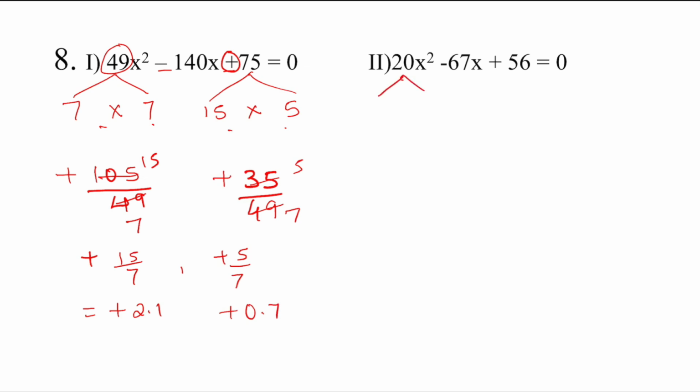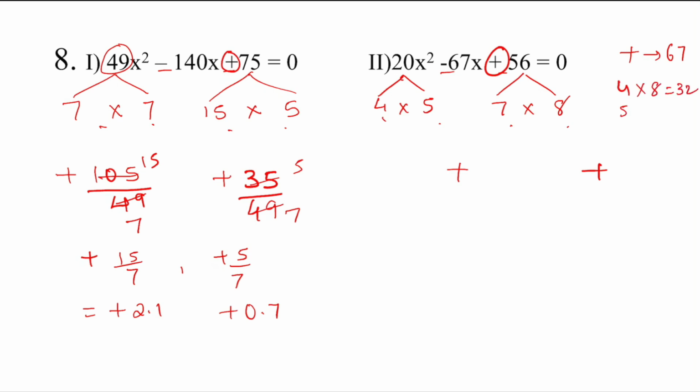Next, the roots of this are 4 into 5 and 7 into 8. It is minus plus, so the roots will be plus plus, and the second symbol is addition. So if you add, you have to get 67. In such a way we have to arrange these numbers. 4 into 8 is 32 and 5 into 7 is 35, and when we add we get 67. Yes, therefore 32 and 35 are our roots. So write 35 here, 32 here.